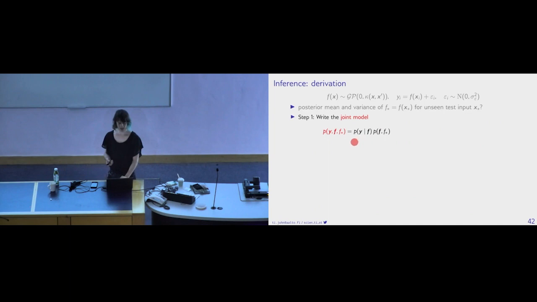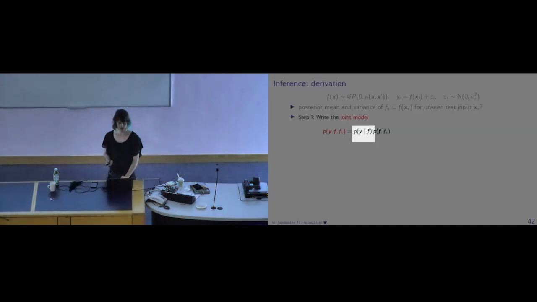For the additive Gaussian noise, this is a normal distribution for the GP. This is the finite marginalization of the function everywhere to only those points that are the training points and the test point.